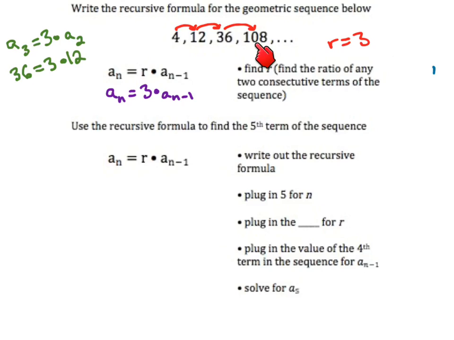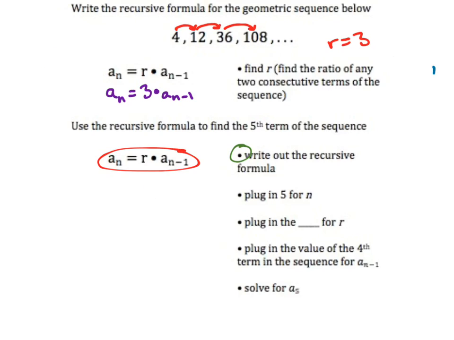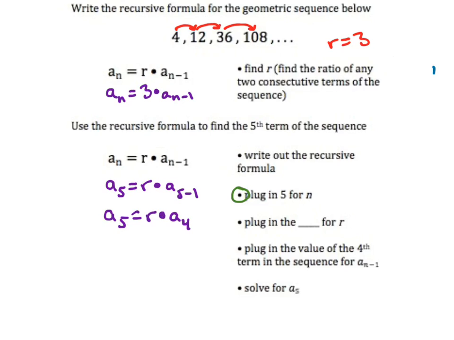Ooh, we got the fourth term. We kind of need that. We're going to write out the recursive formula. That's been done. We're going to plug in 5 for n. How do we know that 5 is n? Because we're looking for the fifth term. So we'll write A sub 5 equals R times A sub 5 minus 1 is the way I did it. You could just say A sub 4. So I rewrote it for you. If you can skip this step, great.